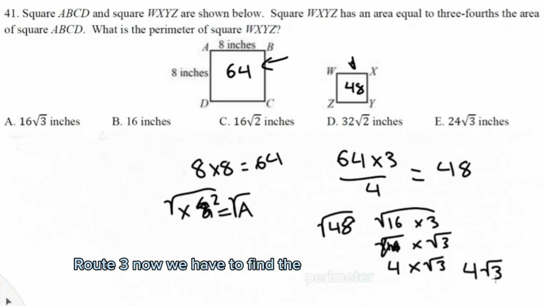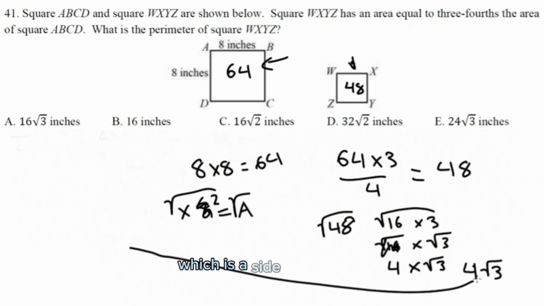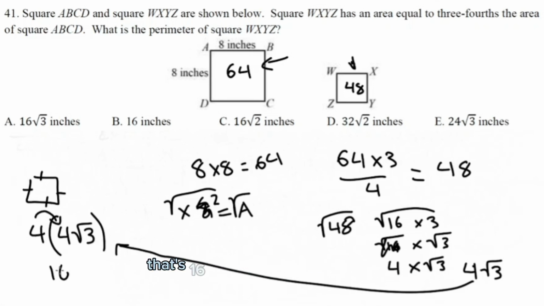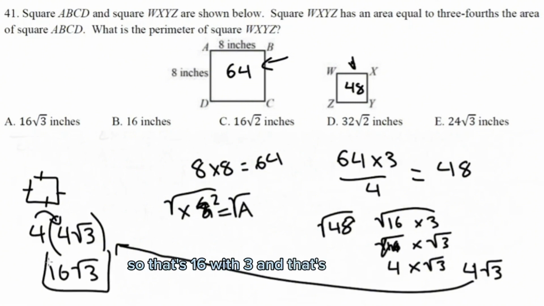Now we have to find the perimeter of the square WXYZ. The way we're going to do that is we're going to take this 4 root 3, which is a side length, right? And we can see that a square has 4 equal sides, which means to find the perimeter, all we do is the side length, which in this case is 4 root 3, times 4. So 4 times 4, that's 16, and then times root 3, right? So that's 16 root 3, and that's your answer.